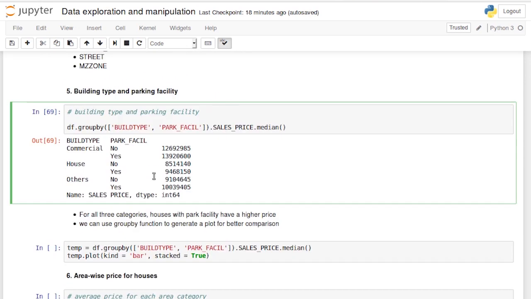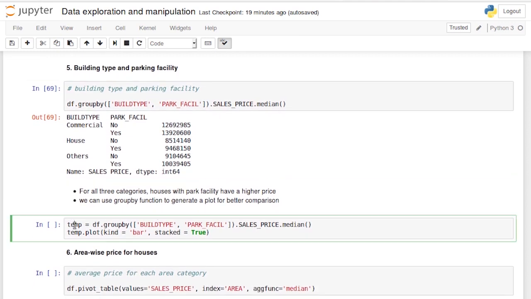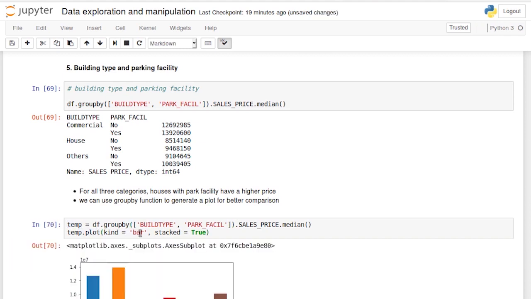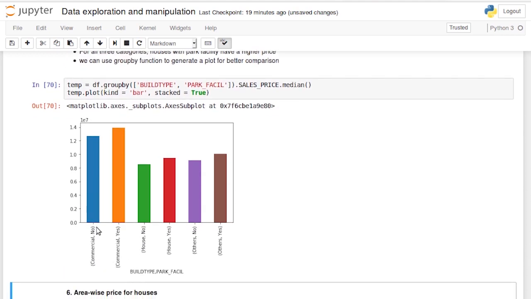For this example, we have two variables and both of the variables have multiple categories. So instead of comparing these numbers here, let's create a plot. Here I've defined temp, wherein I'm storing the group by results that I just got. And I'm going to use temp.plot and specify the kind of plot to be bar. Right, so here's the plot. We have the values for commercial house type and no parking facility, commercial house type and a parking facility, and we can clearly see the difference in the sales price.